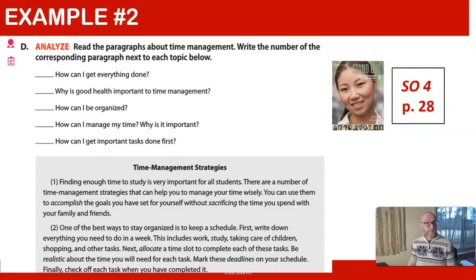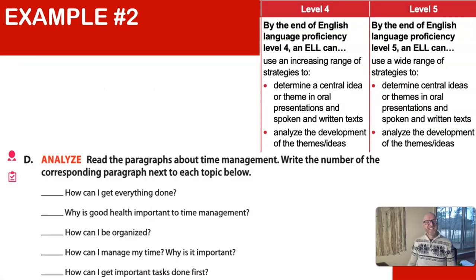Let's look at our second example very quickly. For this, we're looking at the Analyze section with the reading. So exercise D. And we're going to be looking at levels 4 and 5, just to change it up a little bit, add some rigor. And exercise D has an amazing action verb. Do you see that? Yeah, analyze.